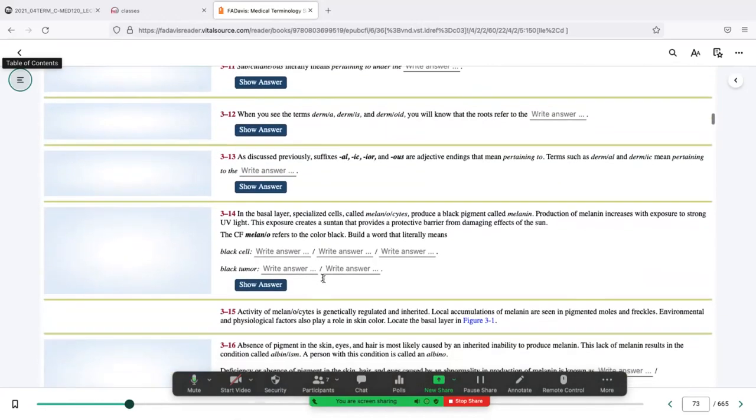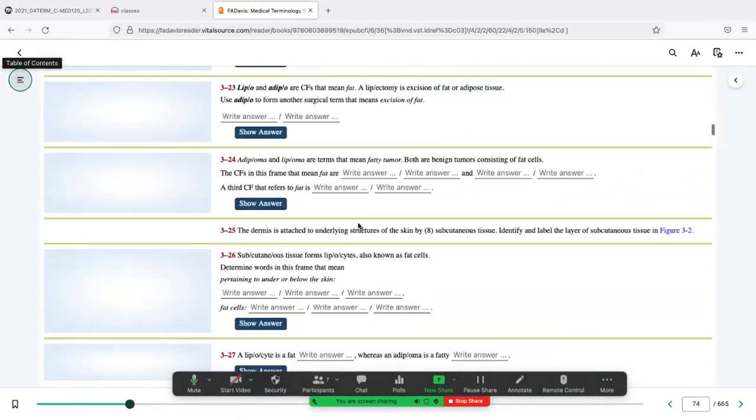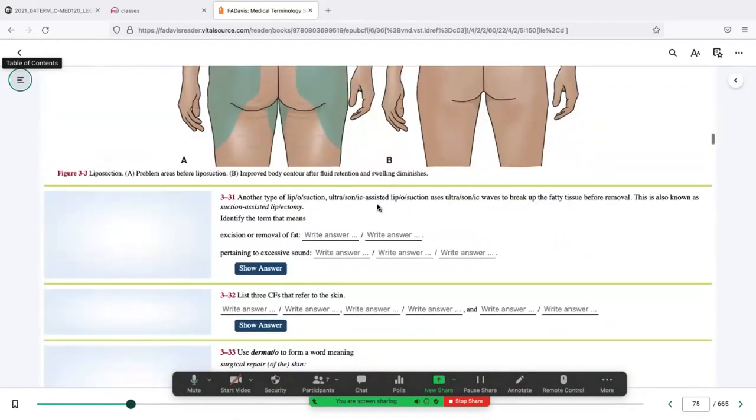Dermat, we already went over. Melano, that's good. Let's see if there's any other.